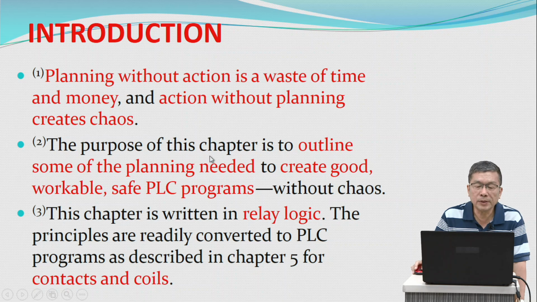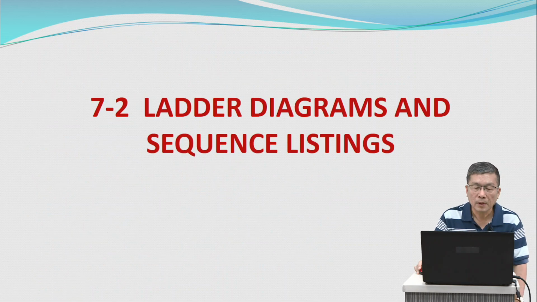The purpose of this chapter is to outline some of the planning needed to create good, workable, safe PLC programs without chaos. This chapter is written in Relay Logic. The principles are readily converted to PLC programs as described in Chapter 5 for contact and coils. Ladder diagrams and the sequence listing.